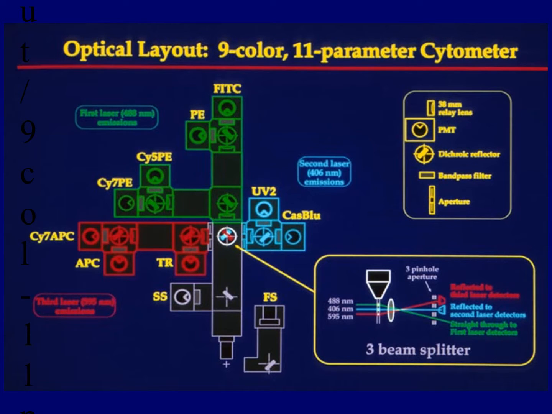The optical layout we have for the 9-color 11-parameter machine, which is now definitely in use in the FACS facility, and maybe some of you have or will see it in the FACS facility here at Stanford in the Beckman Center. And I'm not going to go through the actual block diagram, but it's quite informative if you just study it.